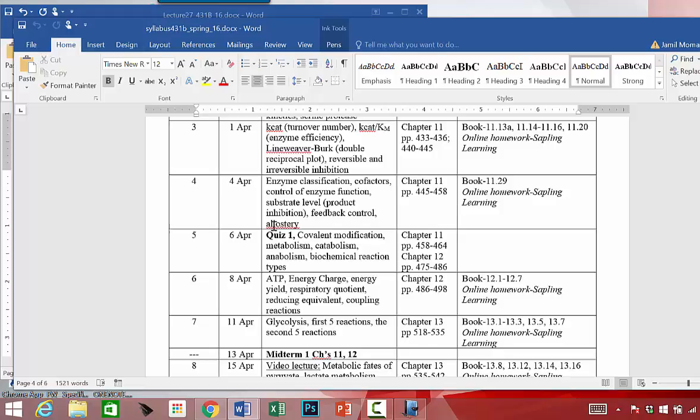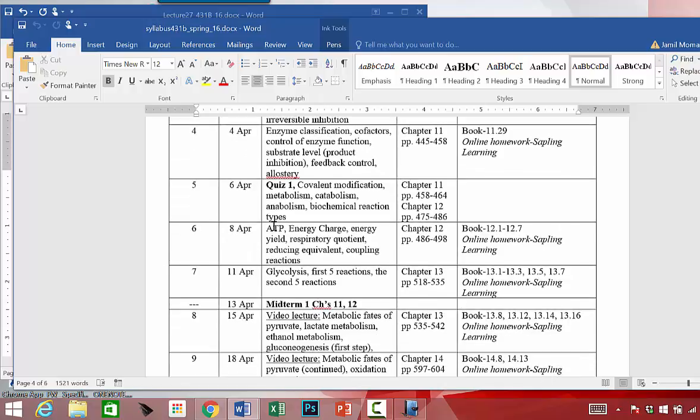Allostery is kind of an old term, but basically it means conformational control of the active site by something binding to the allosteric site. A classic example, and there are a number of them, is when CO2 binds to hemoglobin, it changes the ability of the hemoglobin to bind to oxygen. Okay. All right, then we had a quiz.